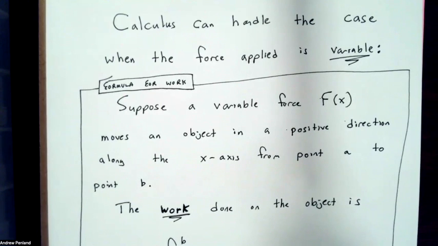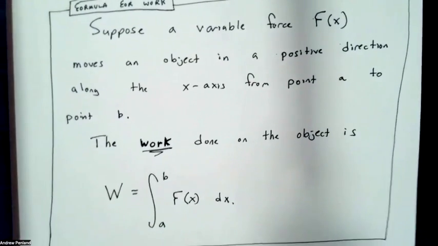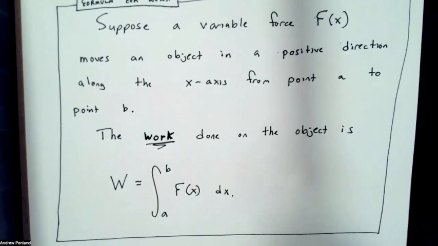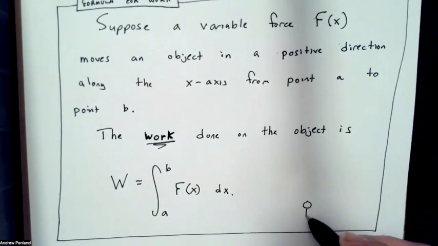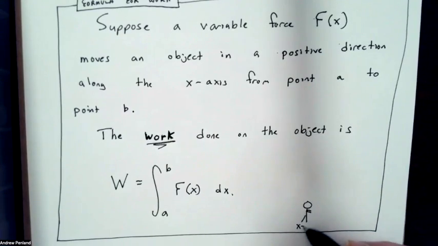It's very rare that the force being applied is constant. Usually, the amount of force being applied depends on how you've already moved the object or where you are in some physical space. So if we have a variable force, big F of x, moving an object in a positive direction along the x-axis from point A to point B, the work done by the object.